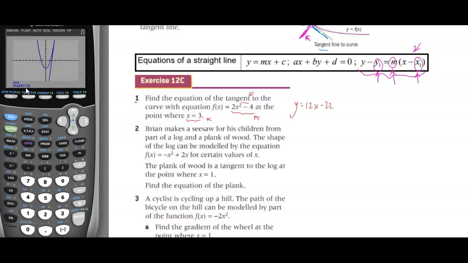It says plus negative 22, but that's the same thing as minus 22, right? So that is my answer. Can't be any easier than that, right?